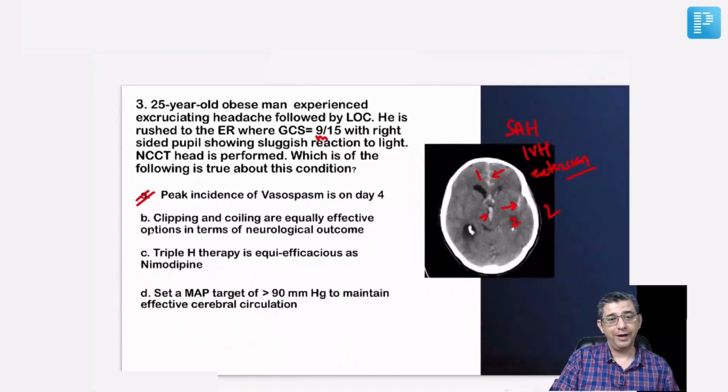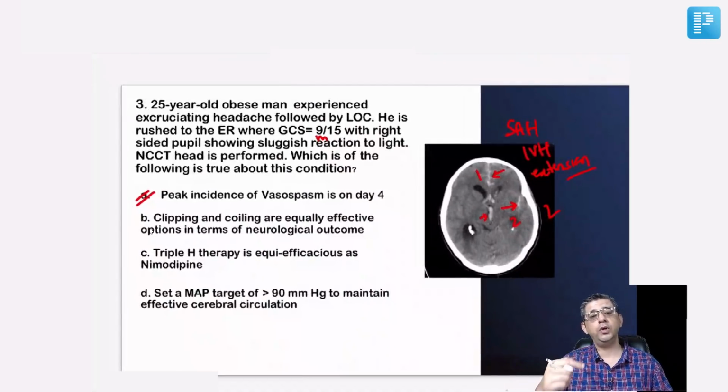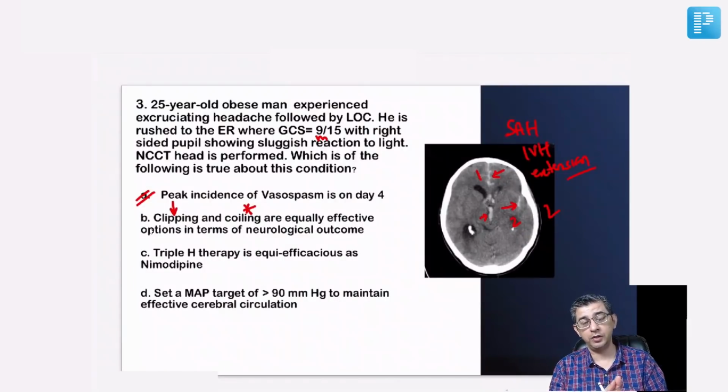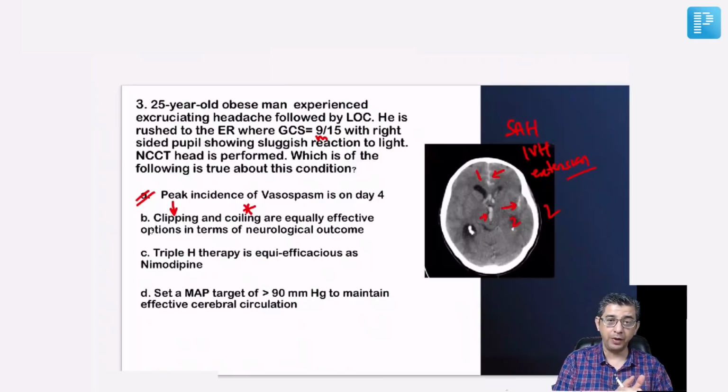Let's look at B. It says the clipping and the coiling are equally effective options in terms of neurological outcome. I want to highlight the fact that the clipping procedure per se requires a craniotomy, whereas coiling is relatively a same-day procedure, I mean, you can discharge the patient on the same day because you are having an endovascular approach, and it has been documented that coiling per se is always superior as compared to the clipping component. Earlier we were using an aneurysmal clip for management of an unruptured berry aneurysm.